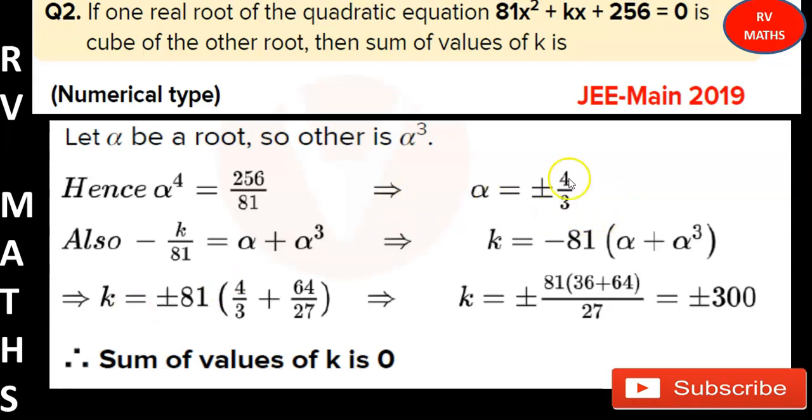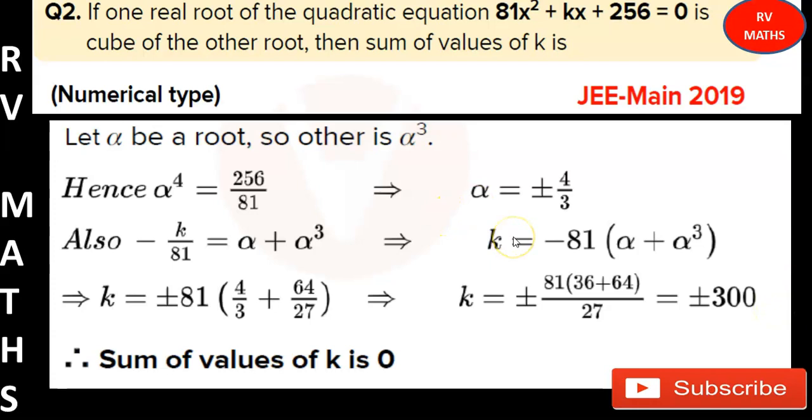And what is the sum of the roots, you know? Alpha plus alpha cube. For that you know the formula, minus b by a. Here the value of b is k, the value of a is 81. So minus b by a means minus k by 81, which is alpha plus alpha cube. So you know the value of alpha, you know the value of alpha plus alpha cube. So substitute the value of alpha here and simplify. Here it is given by taking a positive value for alpha, which is 4 by 3. So when you simplify, you'll be getting plus or minus 300.